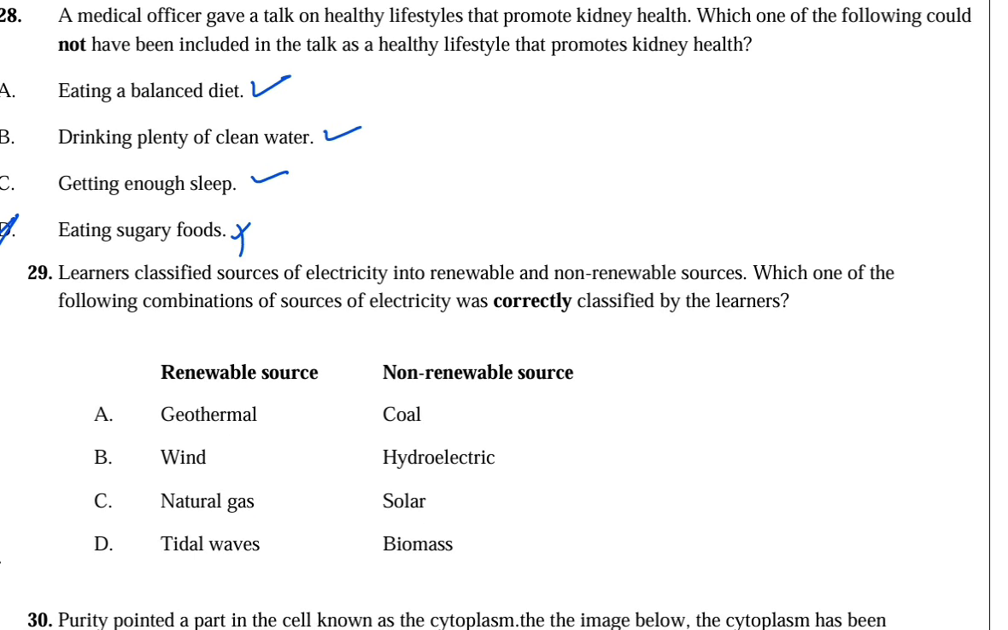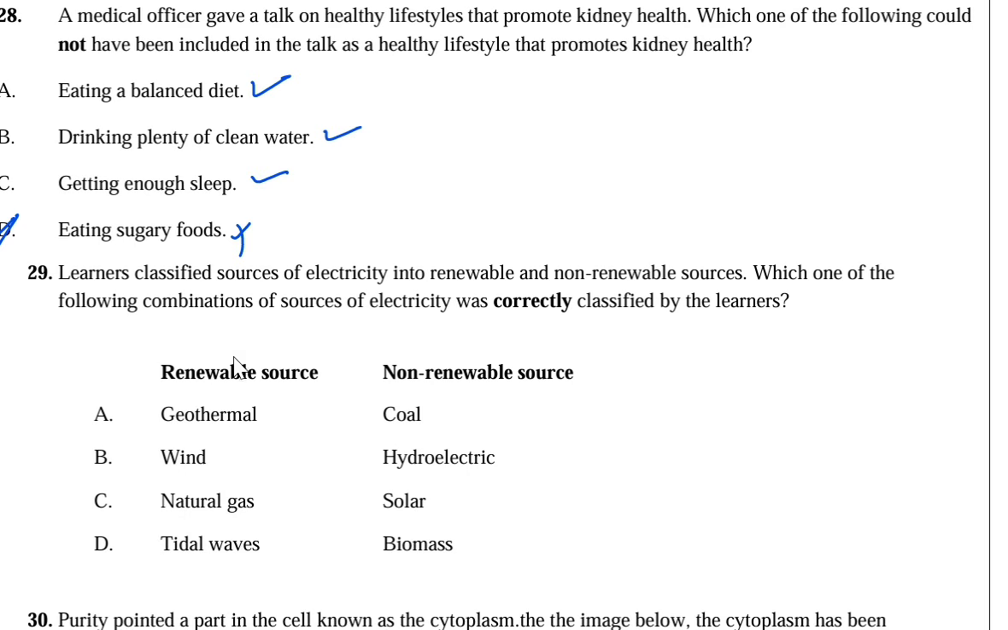Question number 29. Planners classified sources of electricity into renewable and non-renewable sources. Which one of the following combinations of sources of electricity was correctly classified by the learners? So which one was correctly classified by the learners? You have A, geothermal as renewable, B, coal as non-renewable. You have wind, hydroelectric, natural gas, solar, tidal waves, and biomass.